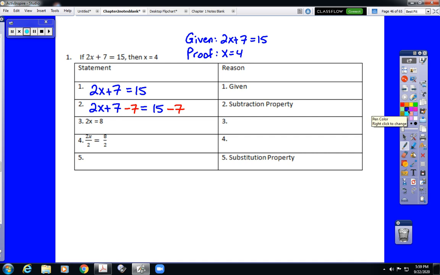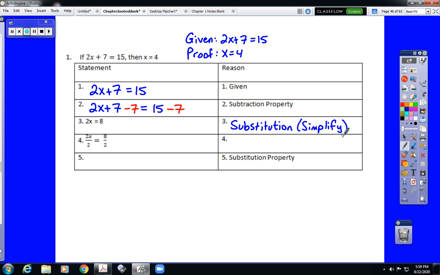So we're going to show that subtraction in the first step. Once we show that subtraction, we are then going to simplify. On the left side, the 7's will cancel, leaving 2x. On the right side, 15 minus 7 is 8. This is one application of the substitution property. In my class, I have my students write substitution with the word simplify in parentheses afterwards, because that is what we're using the substitution property to do, to simplify the equation.